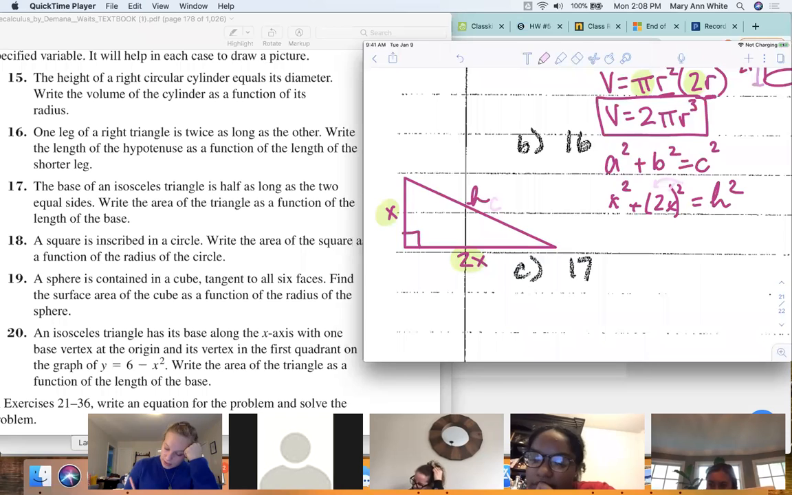Now is when I'm going to square. I'm going to get rid of those parentheses. So I'm doing x squared plus 4x squared equals h squared.